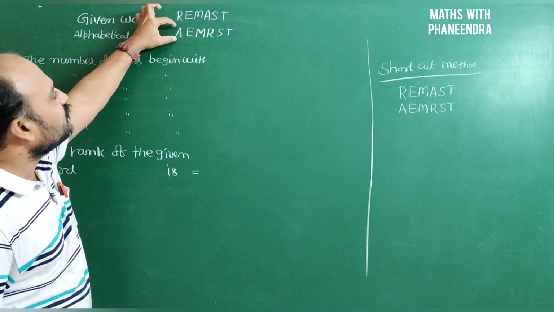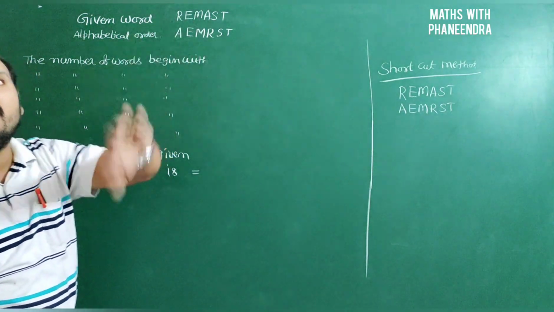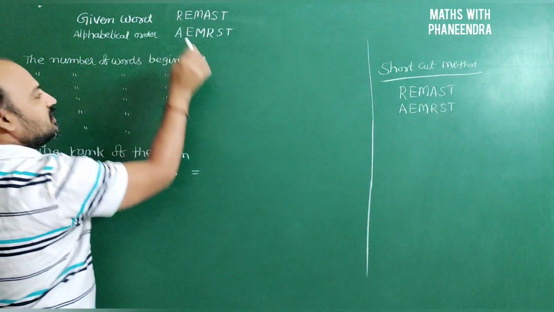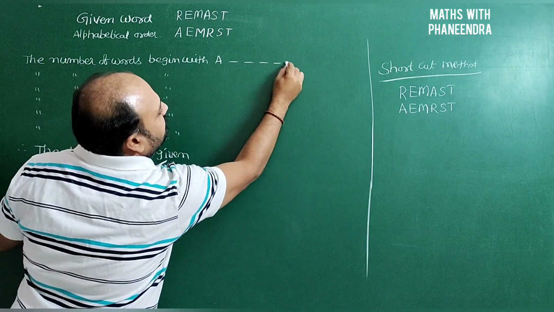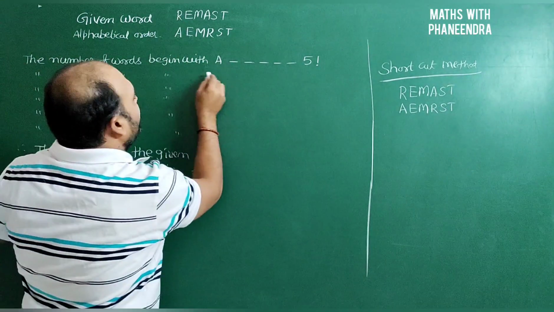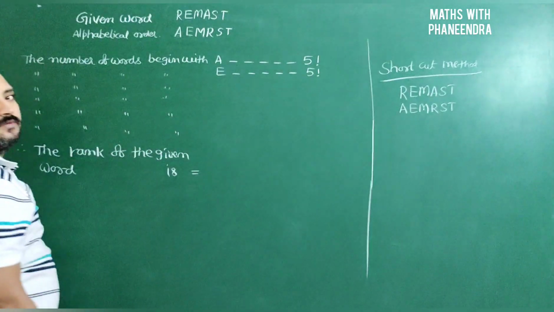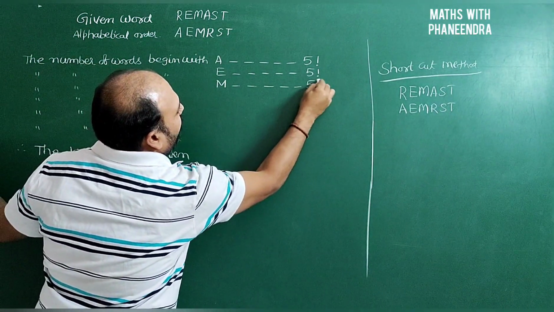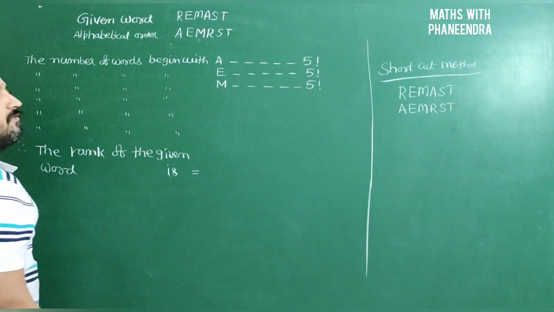So, the number of words which begin with A, the number of words which begin with E, the number of words which begin with M, first you have to write it. After that, R will be fixed. So, first 3 steps. The number of words which begin with A, the remaining 5 places can be arranged in 5 factorial ways. Next, the number of words which begin with E can be done in 5 factorial ways. The number of words which begin with M, 5 factorial. Except M, the remaining 5 letters can be arranged in 5 factorial ways.